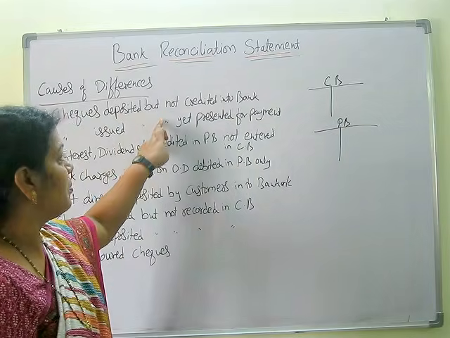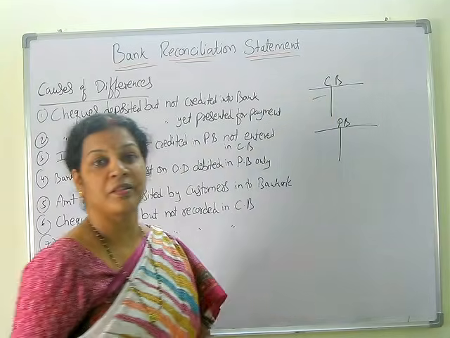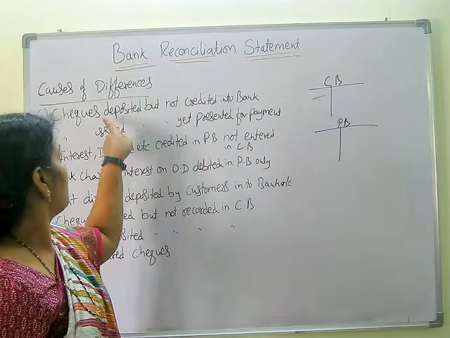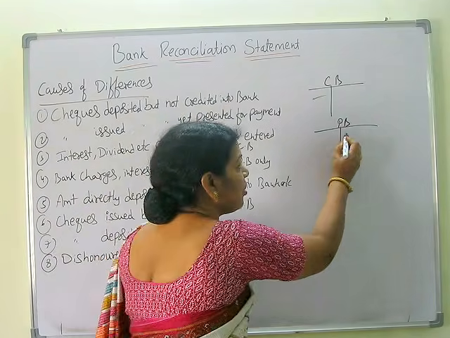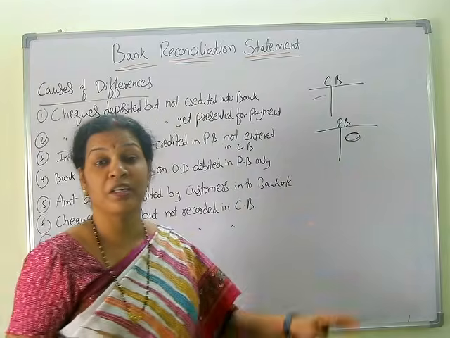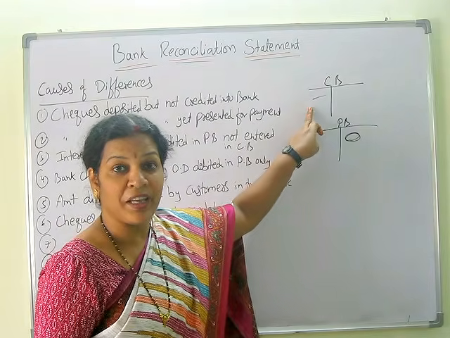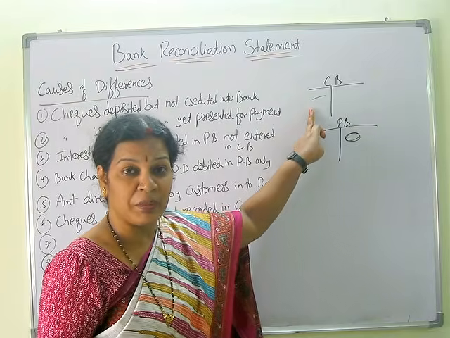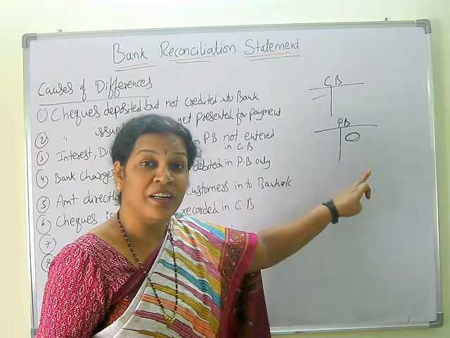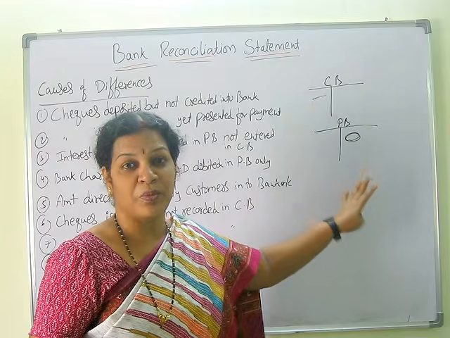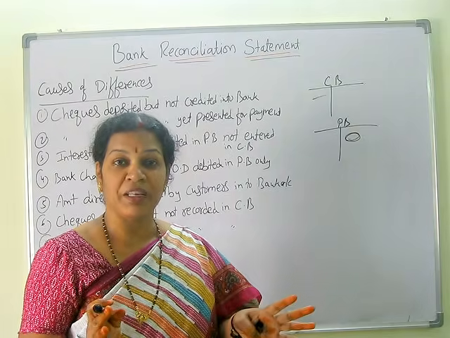Checks deposited. When we deposit, where do we write? We'll write the entry here. This is just deposited but not credited in the bank, so it is not credited into the passbook. When we are depositing, we are writing in the cash book. Which side of the cash book? Debit side. Debit side amount is more, and here in the passbook no entry. This is one reason for bank reconciliation, one reason for the difference between the cash book and passbook.